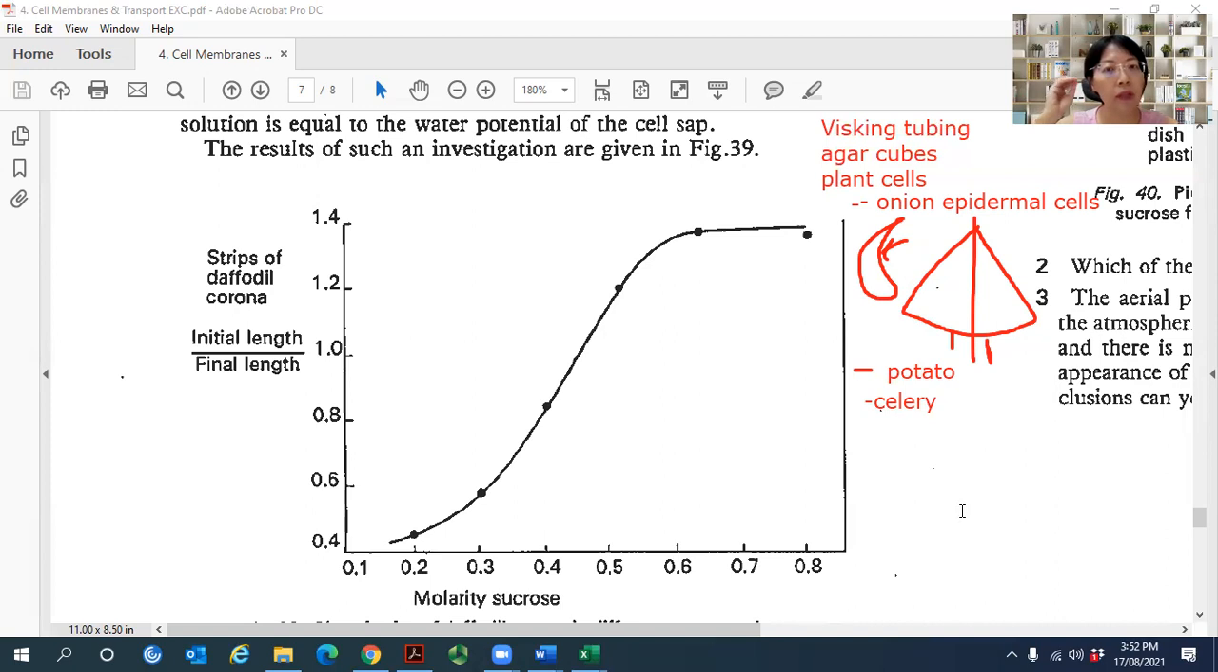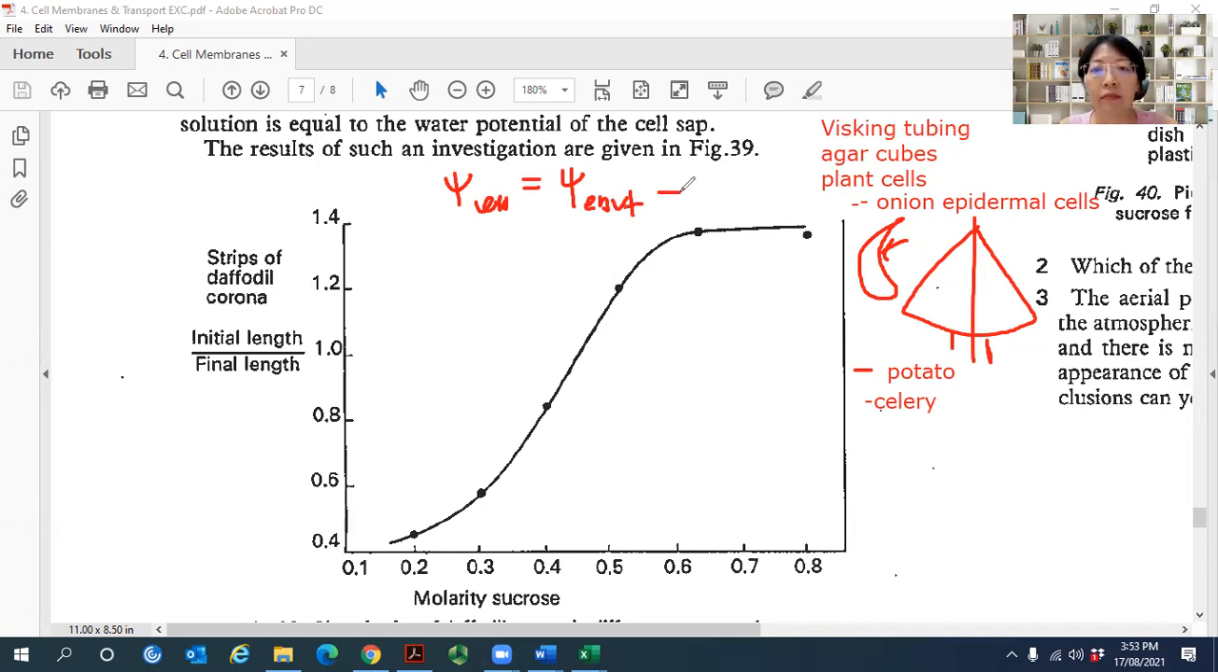So the basic principle is, if the water potential of the surrounding equals the water potential of the cell, psi of the cell, we start with the cell first, cell is more important, psi of cell is equal to psi of environment. That means I will expect what kind of net movement of water?